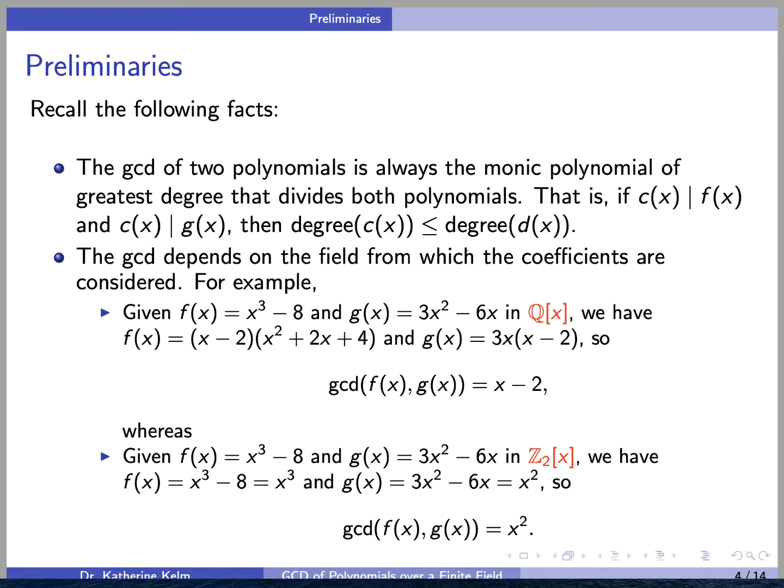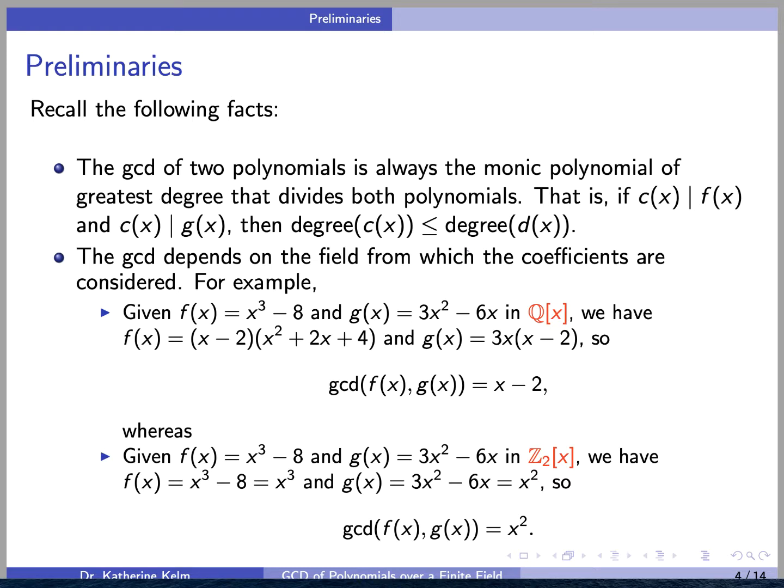Note also that the GCD depends on the field from which the coefficients are considered. For example, given f(x) equals x cubed minus 8 and g(x) equals 3x squared minus 6x, considered as polynomials with rational coefficients, the GCD of f(x) and g(x) over Q is x minus 2.